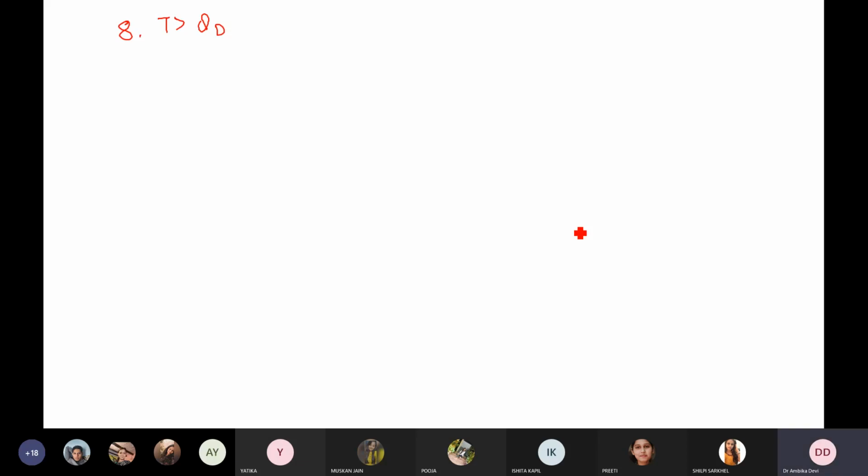So the eighth feature is, when the temperature is above theta D, above the Debye temperature, the ratio of thermal to electrical conductivity is proportional to T. Means the ratio of K to sigma, where K is the thermal conductivity and sigma is the electrical conductivity. So the ratio of both of these is proportional to temperature. This is a small quantity and it is proportional to temperature. So here the metals follow the Wiedemann-Franz law.